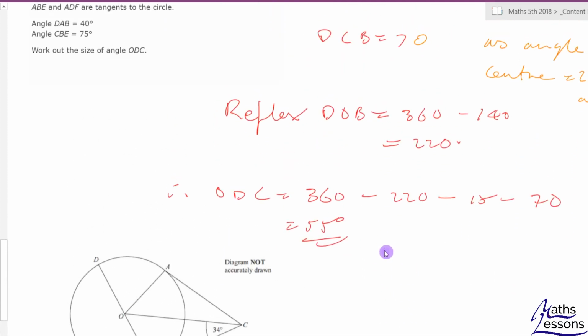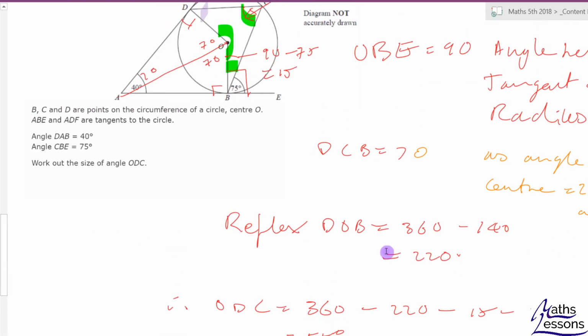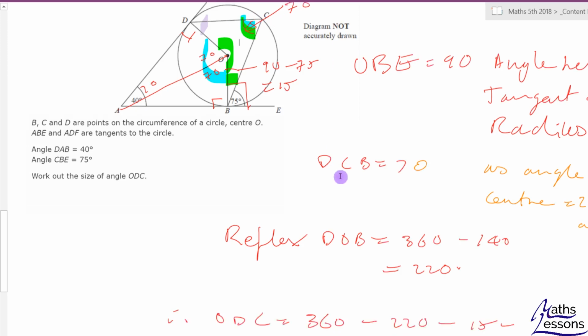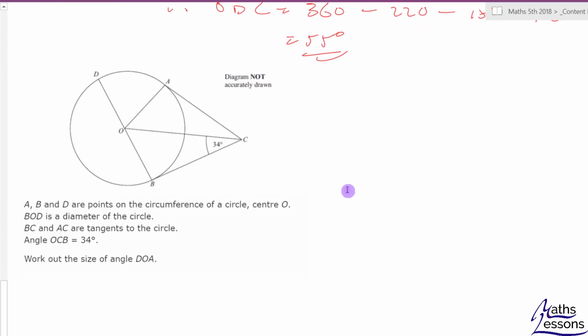Yep. DCB is 70. Where's DCB? There's angle at the centre is twice angle at the edge. So if I just highlight, there's my angle at the centre, and the green, this angle here is the angle at the edge. We know that's double that. This question was asked, how do I know that?